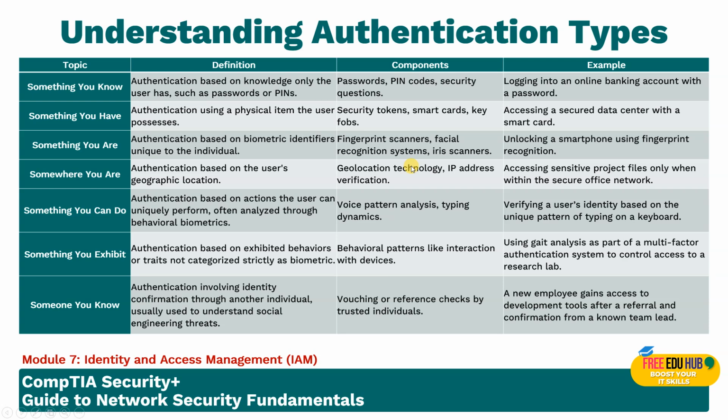So if we start from understanding the authentication types, it means that authentication is a process of verifying the identity of a user, device, or other entity in a computer system, typically as a prerequisite to allowing access to resources or systems. So in that, we'll have different categories like something you know, something you have, something you are, somewhere you are, something you can do, something you can exhibit, or someone you know. So let's try to understand one by one what it is and what we are doing over there.